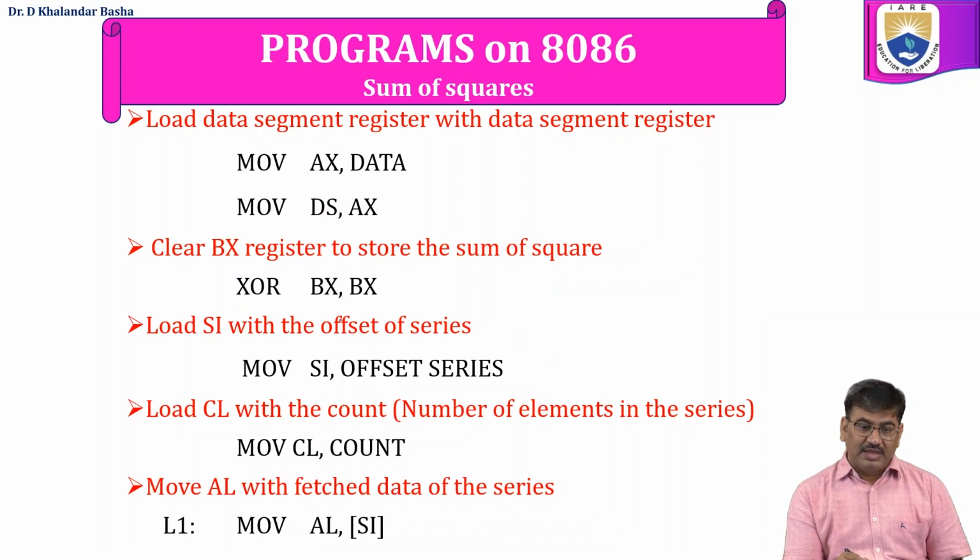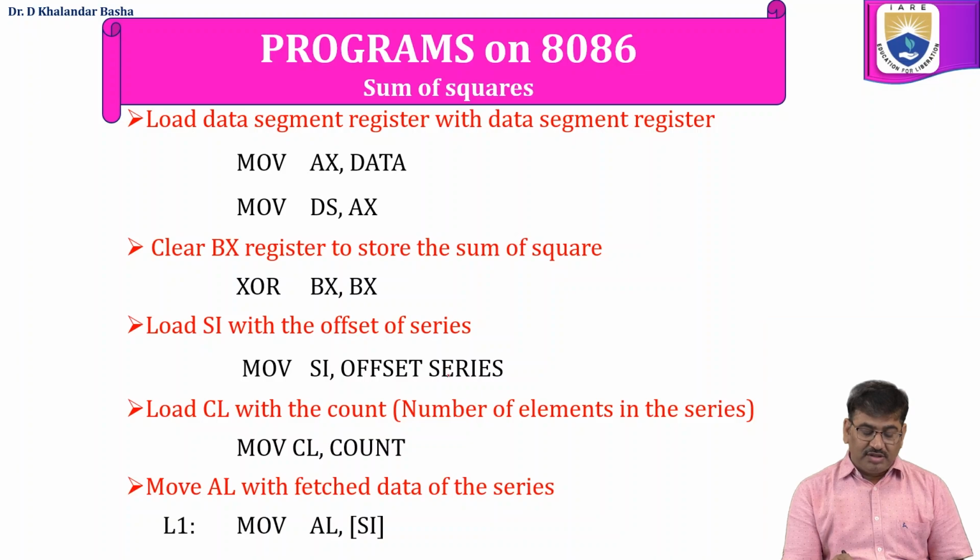For clearing, we are going to use XOR BX, BX. It is for clearing the register because we need to find the sum of the squares. After each and every iteration, once the square is done, that will be added.